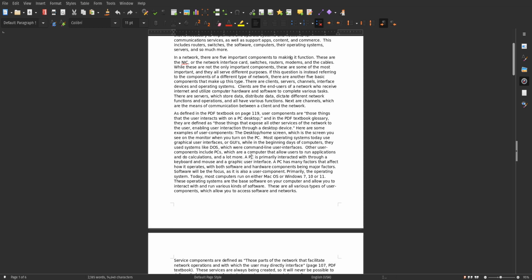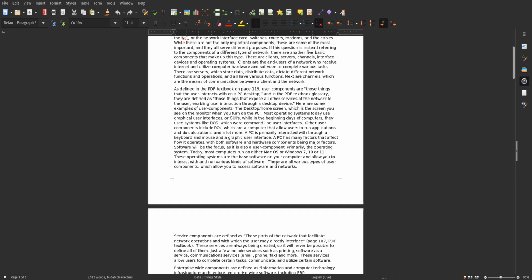So, other user components include PCs, which are defined in the textbook as a computer that allows a user to run applications and do calculations and much more. A PC is primarily interacted with through a keyboard and mouse and a graphic user interface. A PC has many factors that affect how it operates, with both software and hardware components being major factors. Software here will be the focus, as it is also a major user component.